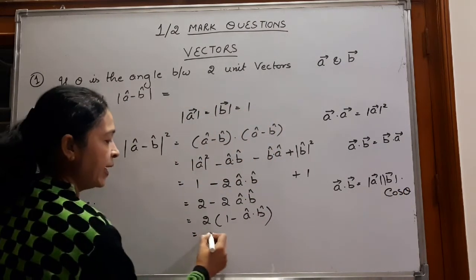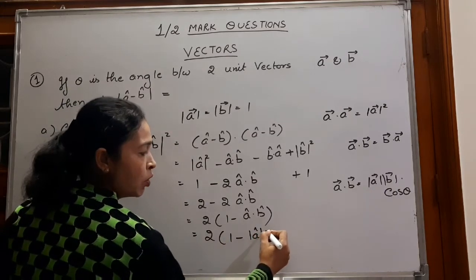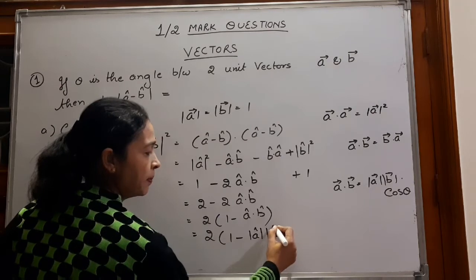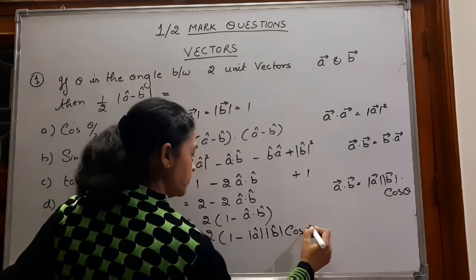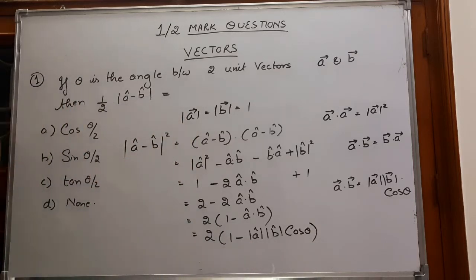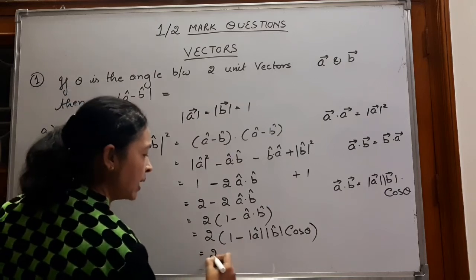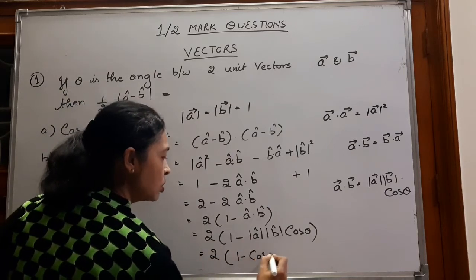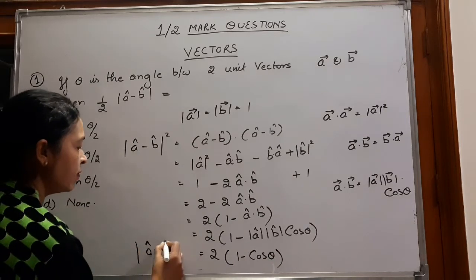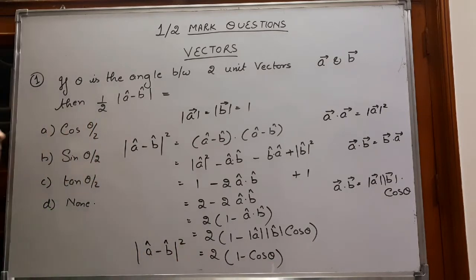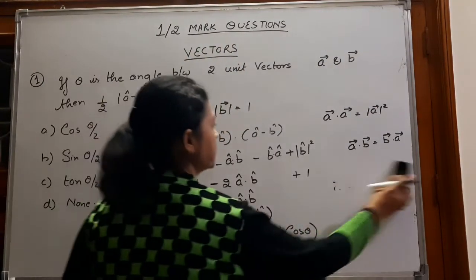In place of A dot B, we will write 1 minus magnitude of unit vector A, magnitude of unit vector B into cos theta. Magnitude of unit vector A, 1 into 1 into cos theta. We have 2 times 1 minus cos theta. This is unit vector A minus unit vector B magnitude whole square. Students, pause the video and note it down. I am rubbing it from here.